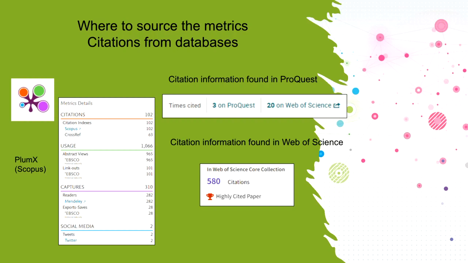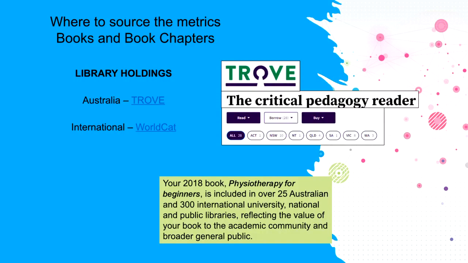Citation counts can be found in databases. For example, Plumx in Scopus provides a snapshot and a visual representation of multiple metrics associated with a research output. Citation counts can also be found in databases such as ProQuest and Web of Science. Note that the Web of Science example here has also mentioned that the paper is highly cited. These can all be used to tell a metrics story.